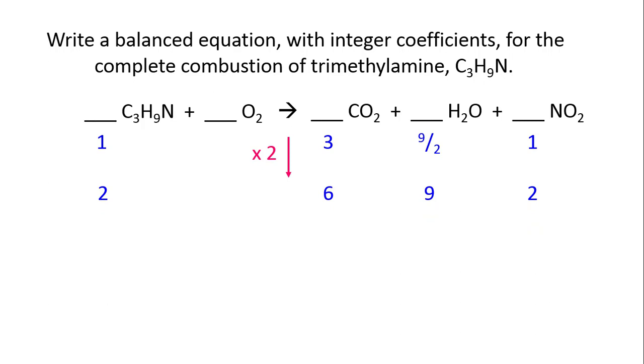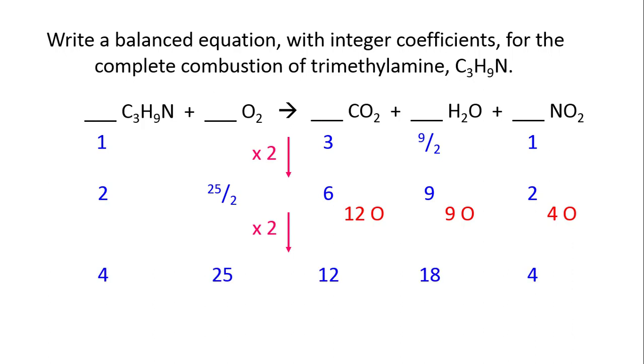Now to balance oxygen. On the right, there are 12 oxygens from CO2, 9 oxygens from H2O, and 4 oxygens from NO2. That is a total of 25 oxygen atoms on the right. That means that there needs to be 25/2 moles of O2. Again, to remove the fraction, we multiply by 2. And those are the coefficients, 4, 25, 12, 18, and 4, that give us our balanced equation.